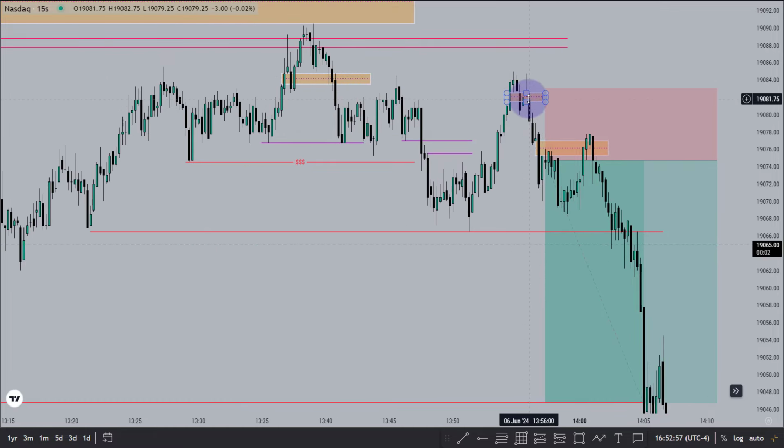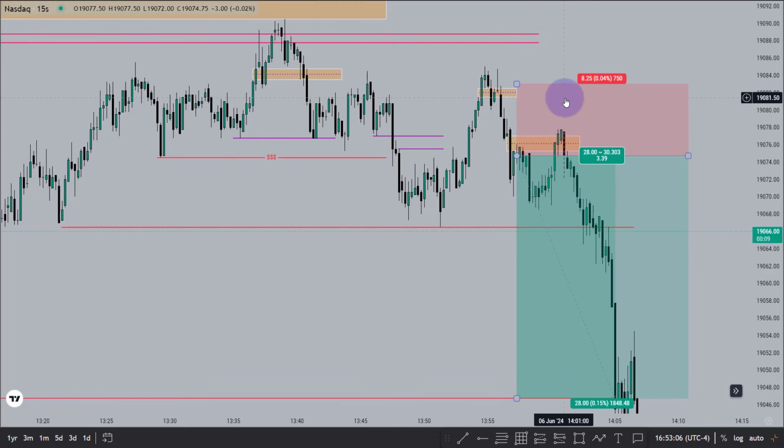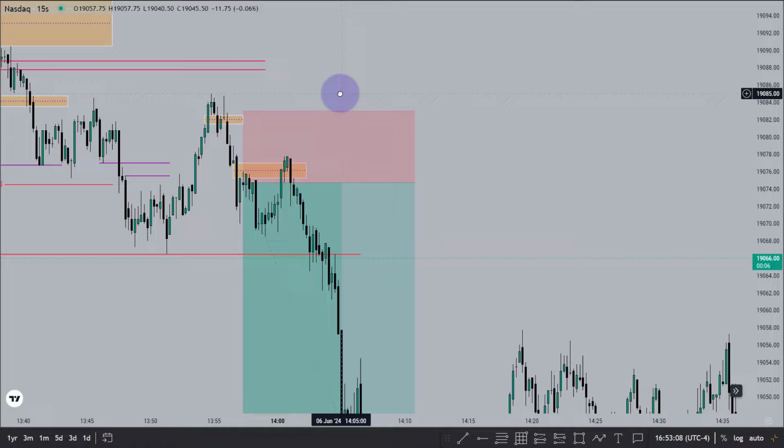Market tapped to that inversion fair value gap, went through this inversion fair value gap, tapped to the inversion fair value gap, boom, market went lower. Why didn't market reach that fair value gap next time?